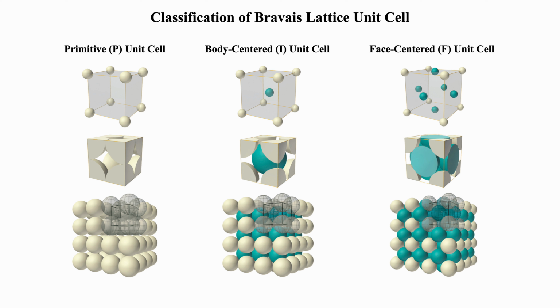And lastly, base centered. Finally, in base centered lattices, there are lattice points at each corner and also at the centers of two opposite faces. This type of arrangement is often seen in crystals with layered structures, where alternating layers add unique properties to the crystal.